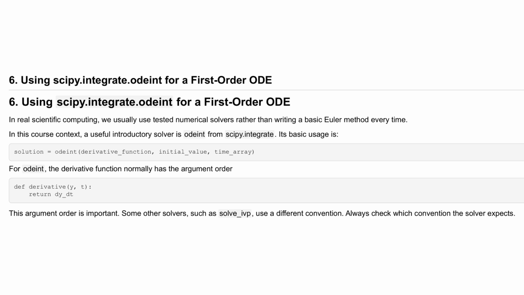While the Euler method is great for learning, real scientific computing relies on robust, tested algorithms. We will now introduce odeint from SciPy, a professional solver that automatically handles time stepping to maintain high accuracy.